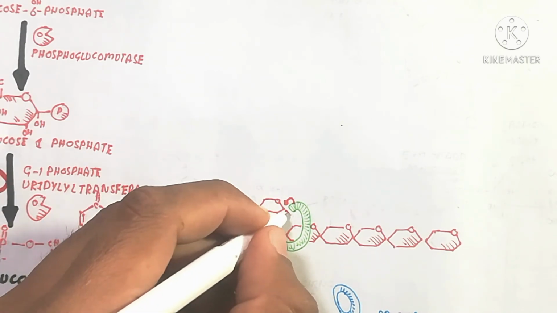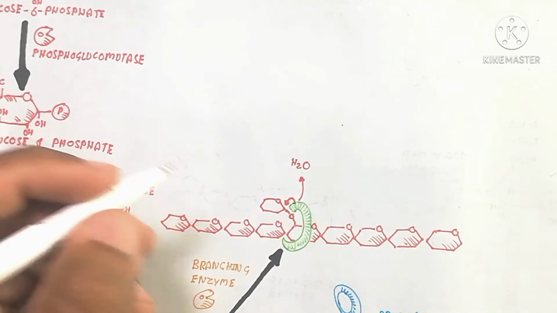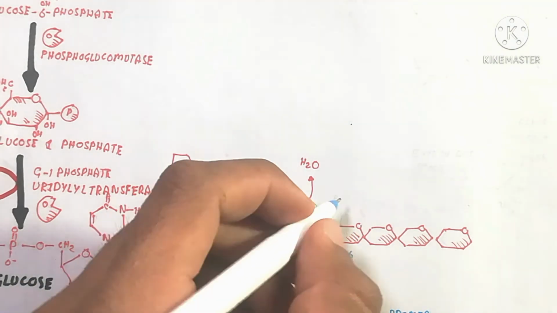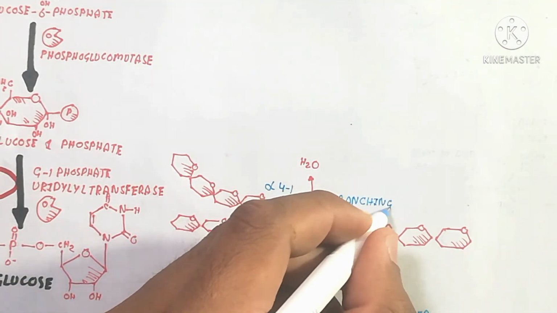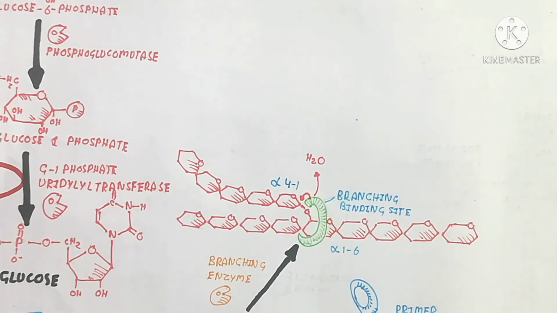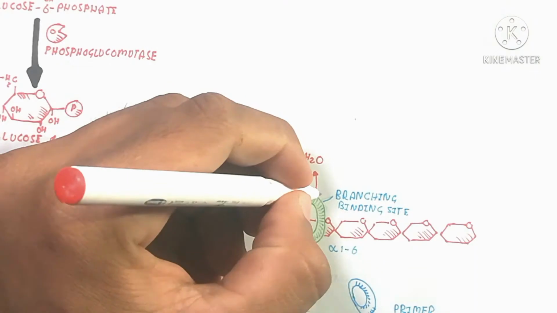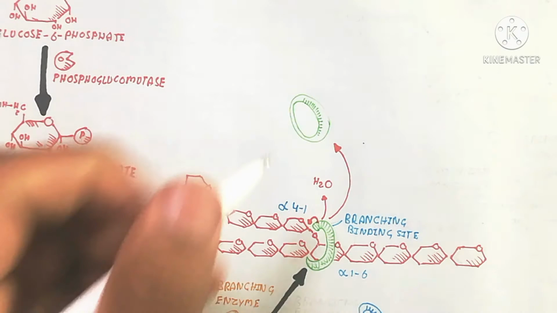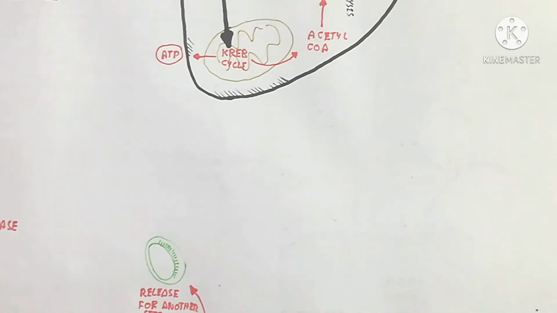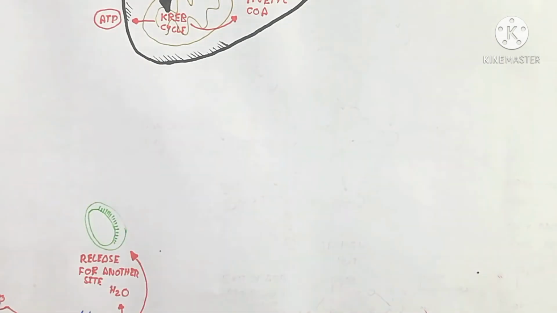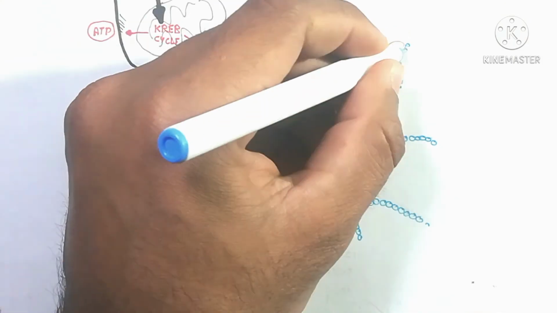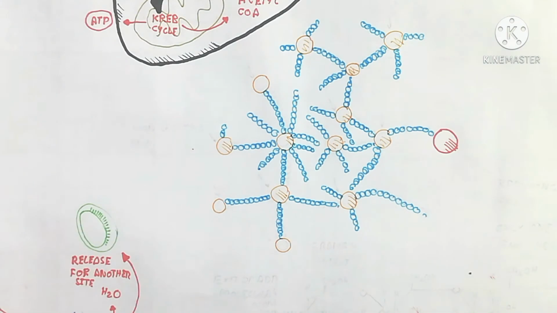So here the chain formation will occur when two chains come together with an alpha 1 to 4 glycosidic bond, that is a binding site, and after the branching another site is released. So the branching enzyme is released to make another branch, and this goes on one by one. So here is the structure of glycogen formed after the different anabolic activities.